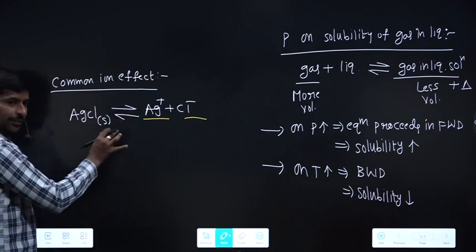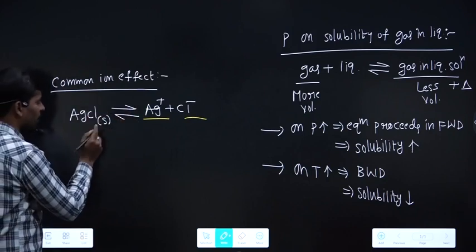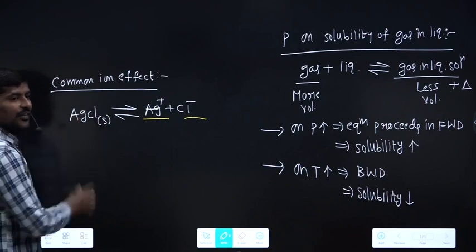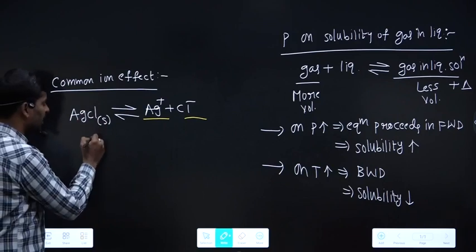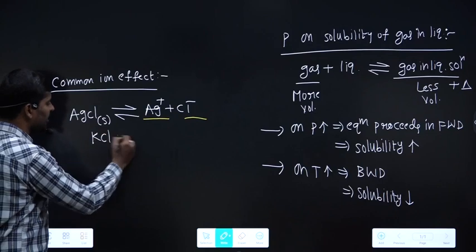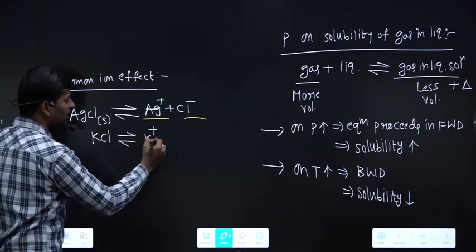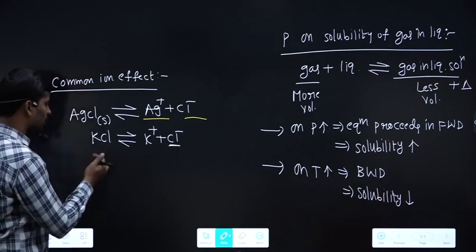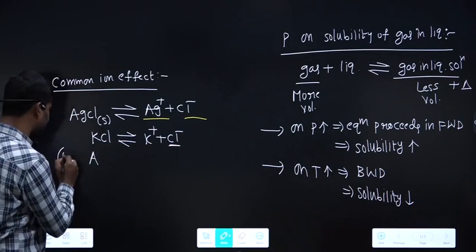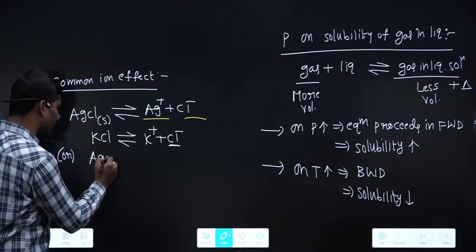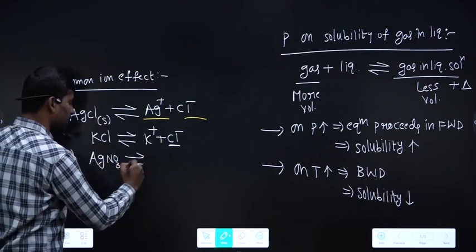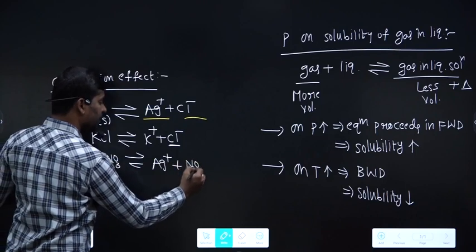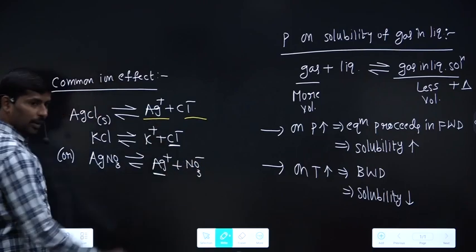For example, we are adding an electrolyte containing a common ion. So you may add KCl. KCl contains a common ion or not? Yes. What is the common ion? Cl minus ions. Or you may add AgNO3 salt. So what is the common ion in this case? Ag plus is the common ion.